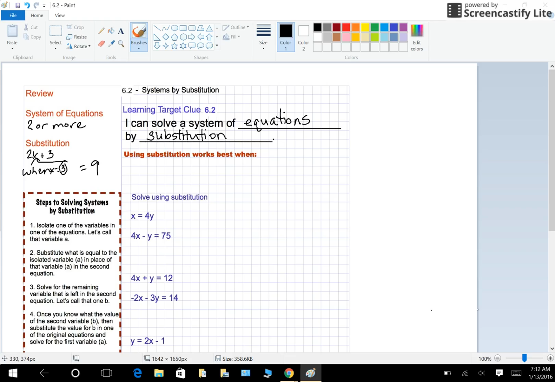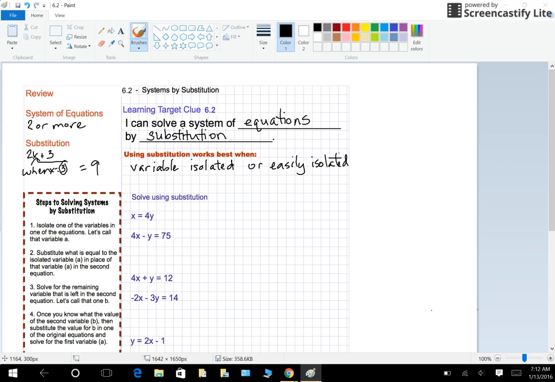And we'll find that substitution works best when we have a variable that's isolated. So you want to think about looking for a variable that's isolated, because we're always going to have to get that variable by itself. So if it's already by itself, or if it's easily isolated, then that's what we're going to be looking for when it comes to substitution. All right, so let's do a little substitution right now.